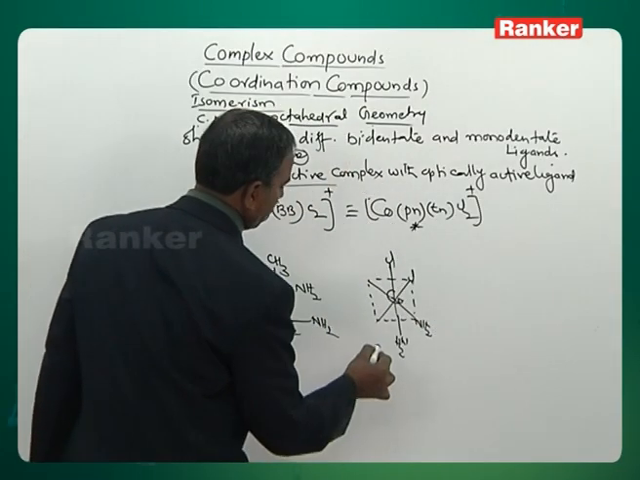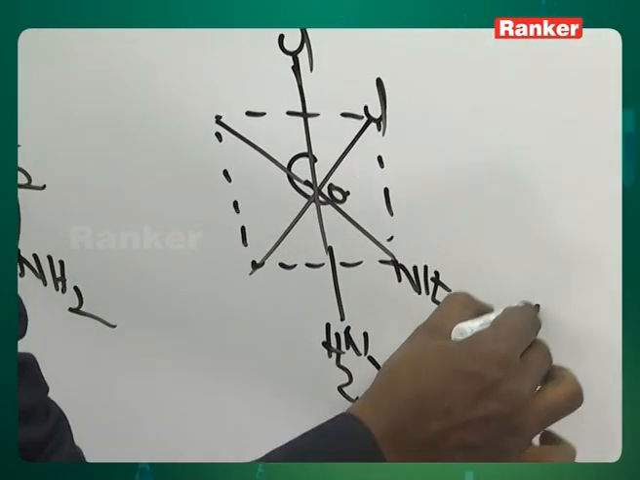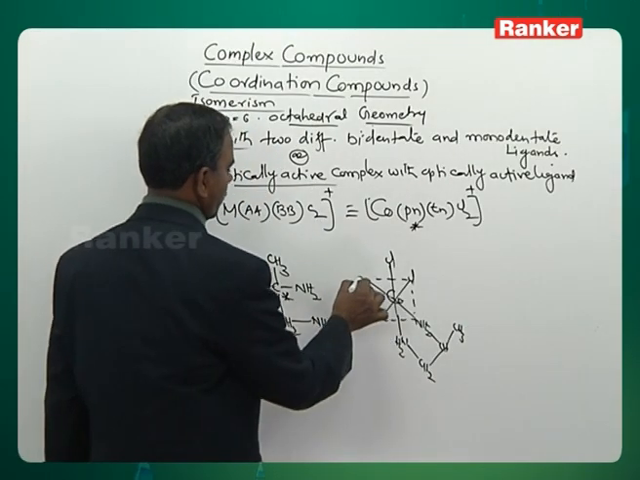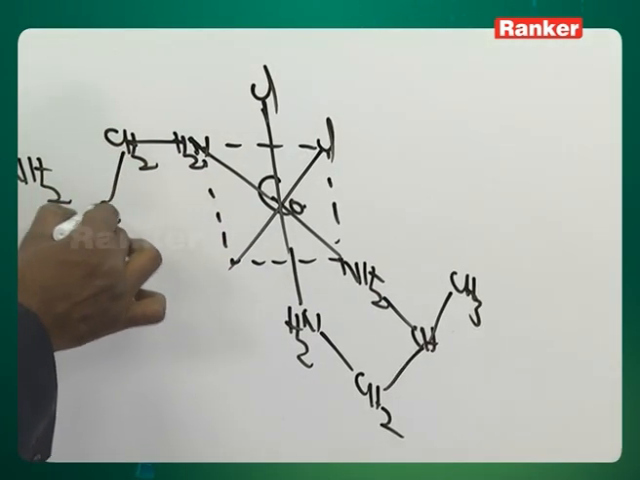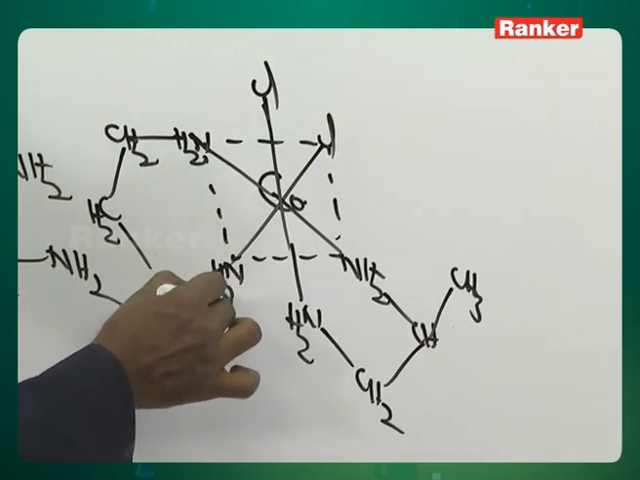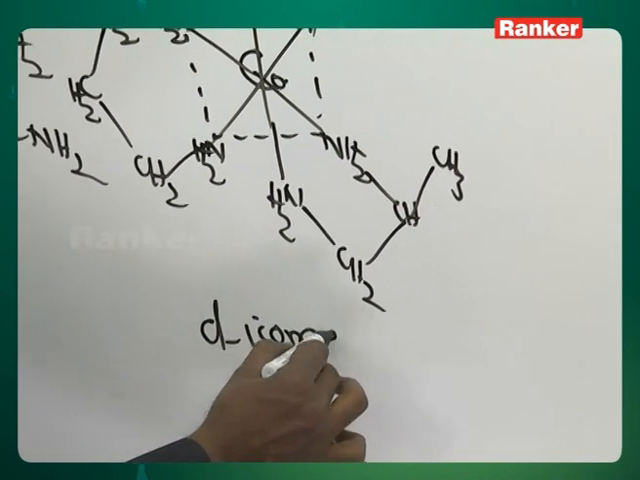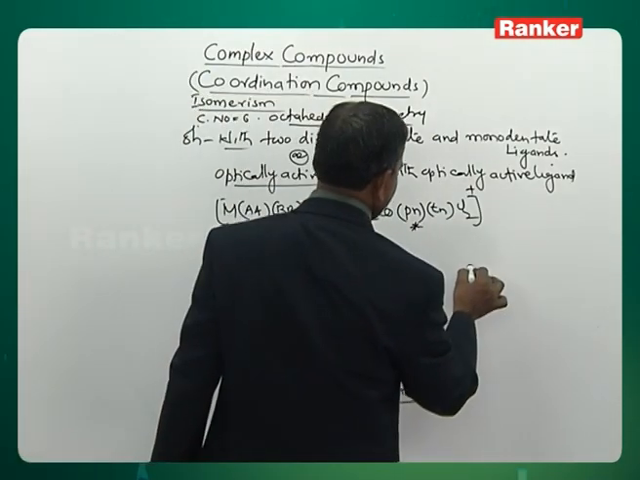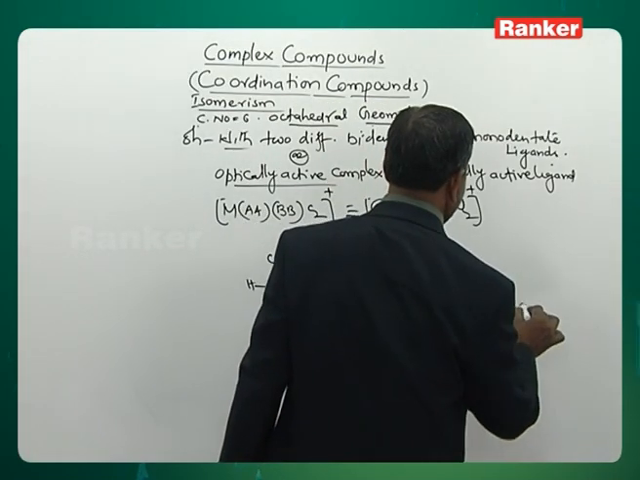Let us write one is pn and tn, CH2, CH3. This is pn. One is tn. Take this as the D isomer. Right, next, mirror image of this is the L isomer, same complex.